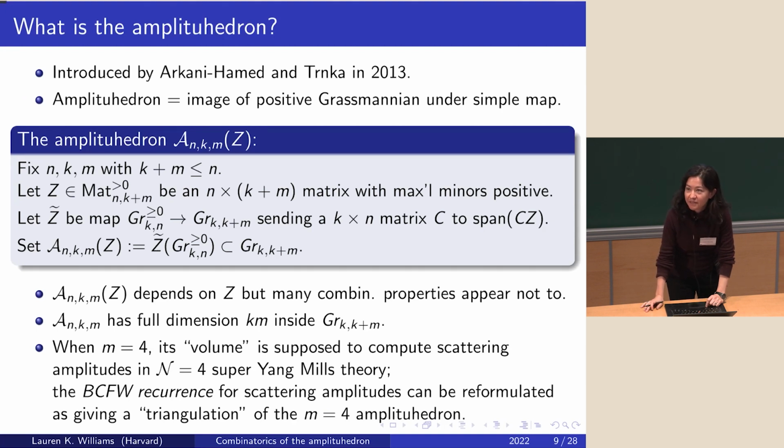Any questions on the definition? So this amplituhedron is not inside Euclidean space. That's right, that's right. It's living inside the Grassmannian, yeah. And despite the name, it's not a polytope.